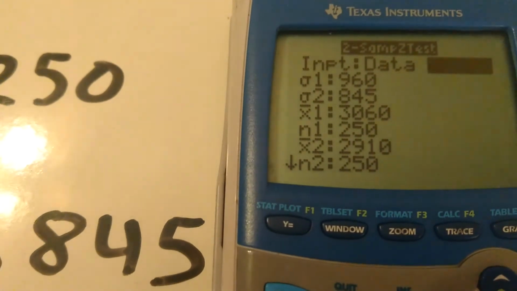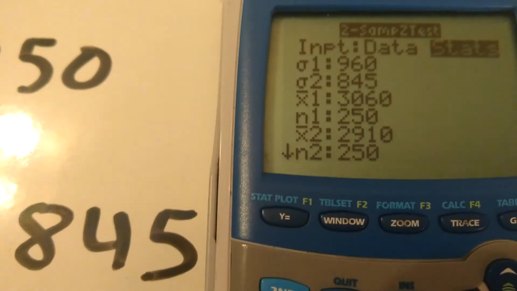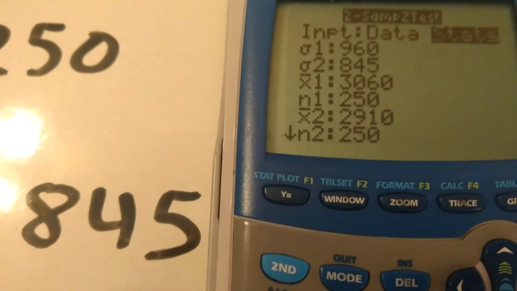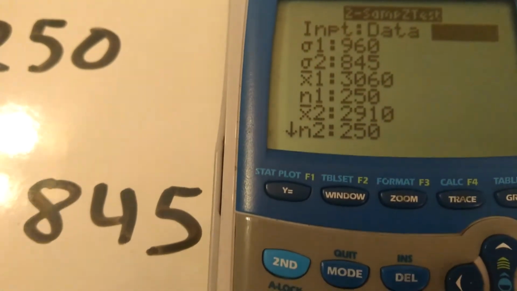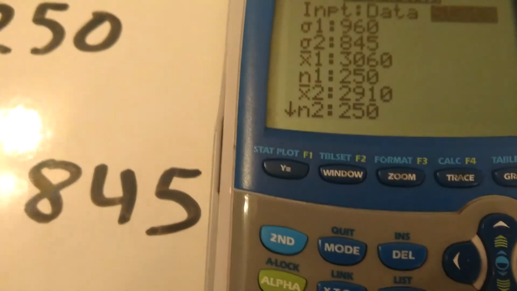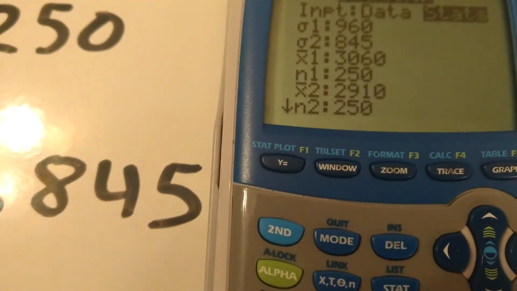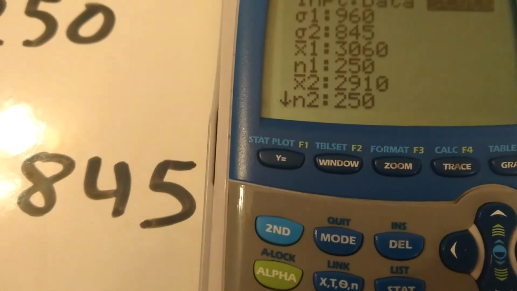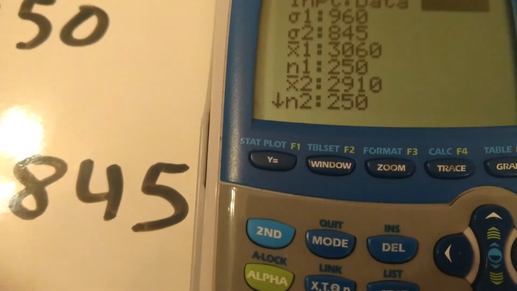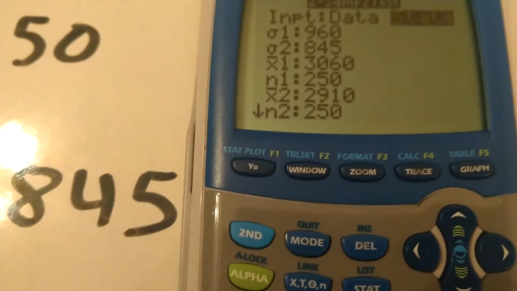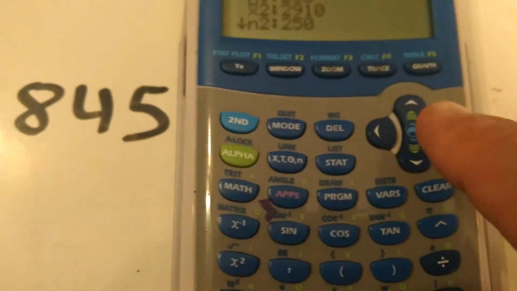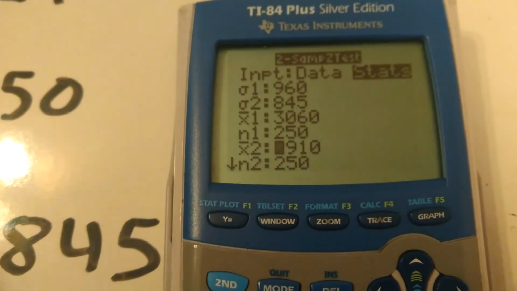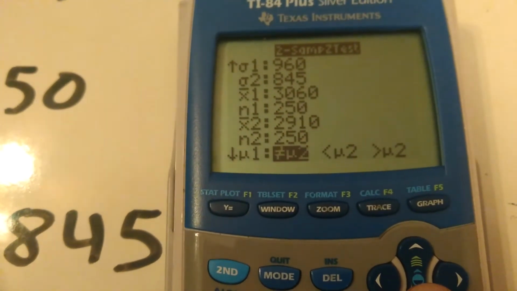That was for California. Sigma 2 was 845, that was for Florida. Notice that x-bar 1 was 3,060, the mean average debt for California. Sample size was 250 for California. X-bar 2 is 2,910, that's the mean average credit card debt in Florida. Sample size is 250. Notice what happens: we have to continue to come down, and that's what the arrow out to the side says.